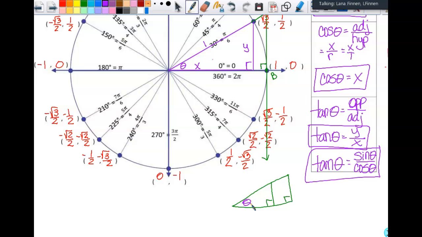So what we know from these triangles, that this length right here is X, this is Y, this is AB. What do you think this whole length is here? That whole length of the green part of that triangle, what would it have to be? It's 1, right? Because it is the radius. It's basically the entire radius is this part right here. So it's 1.